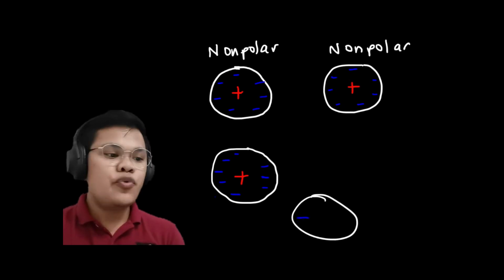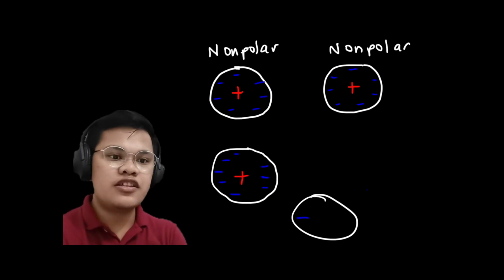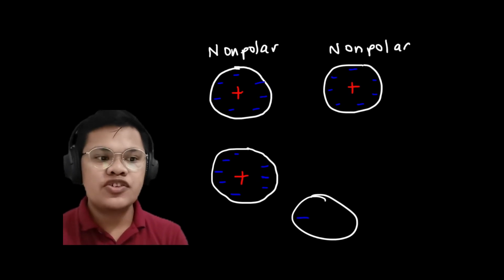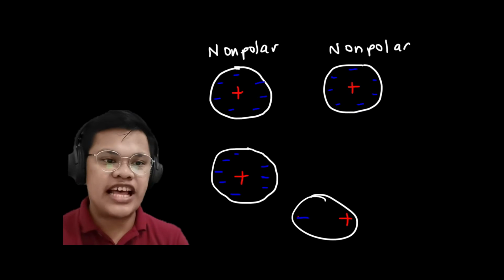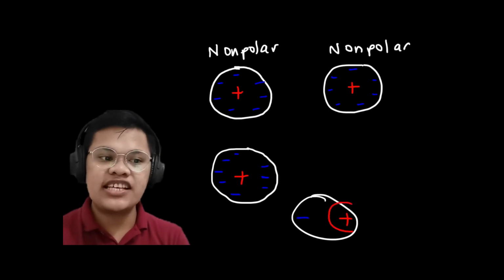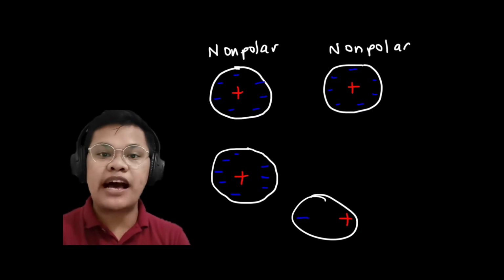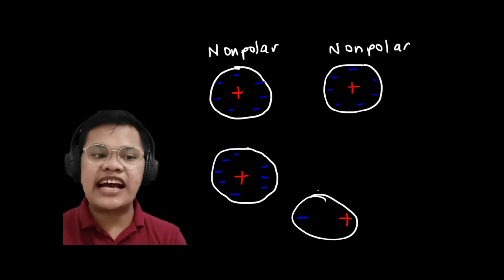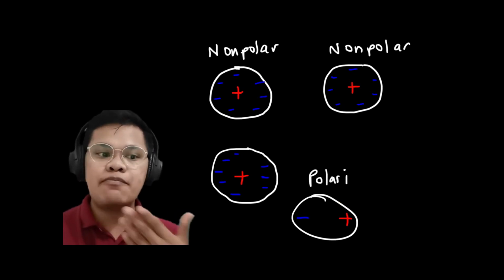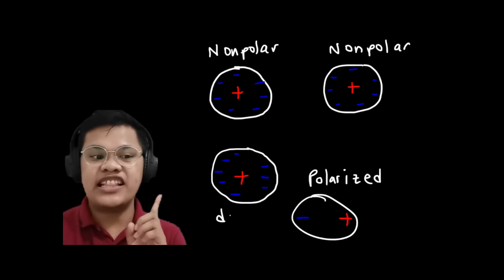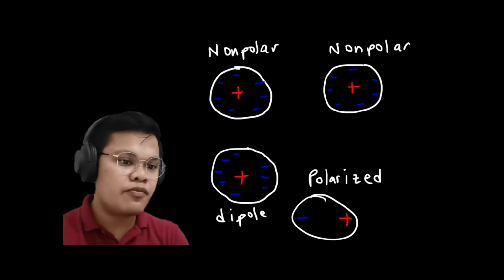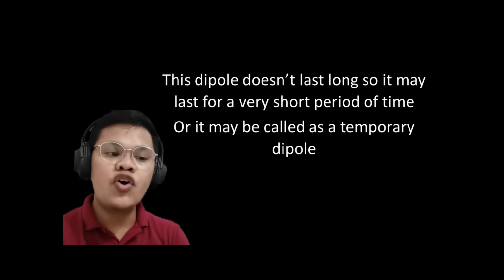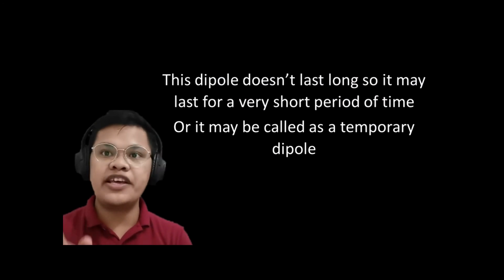So basically, this illustration will look like this. There's a net negative charge on the left, and because the right side is electron deficient, it is more positively charged. Now this atom is called polarized, and it is called a dipole. This dipole doesn't last long, it may last for a very short period of time, so it is called a temporary dipole.